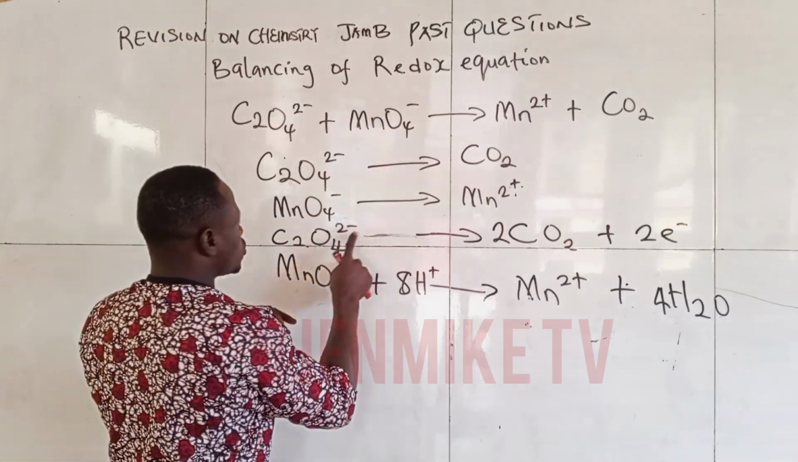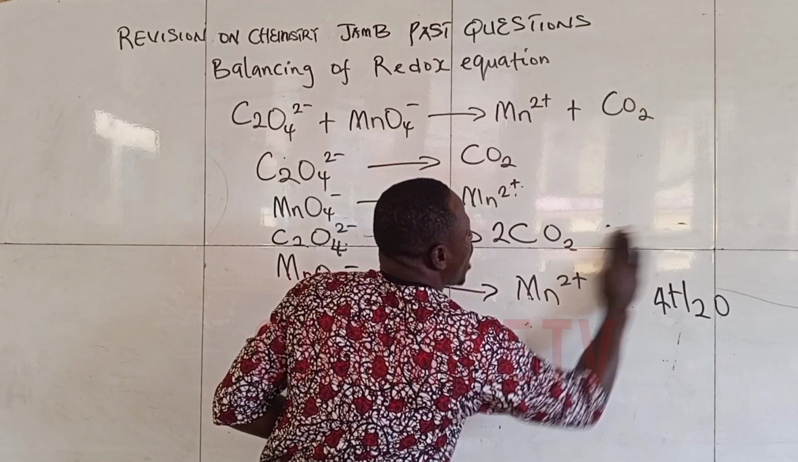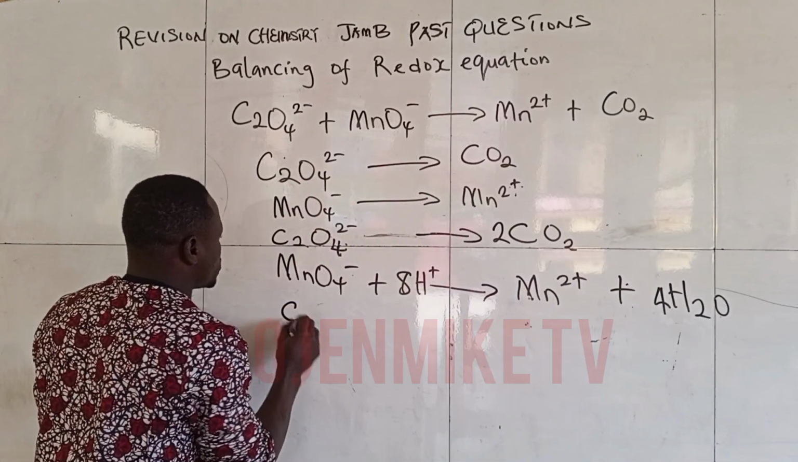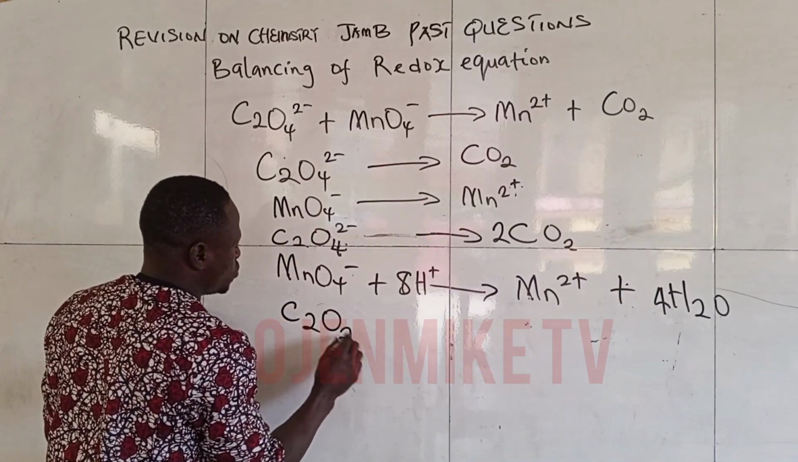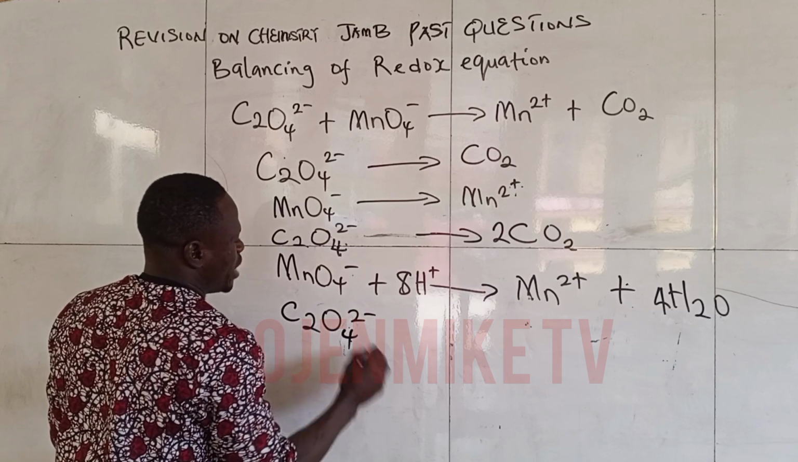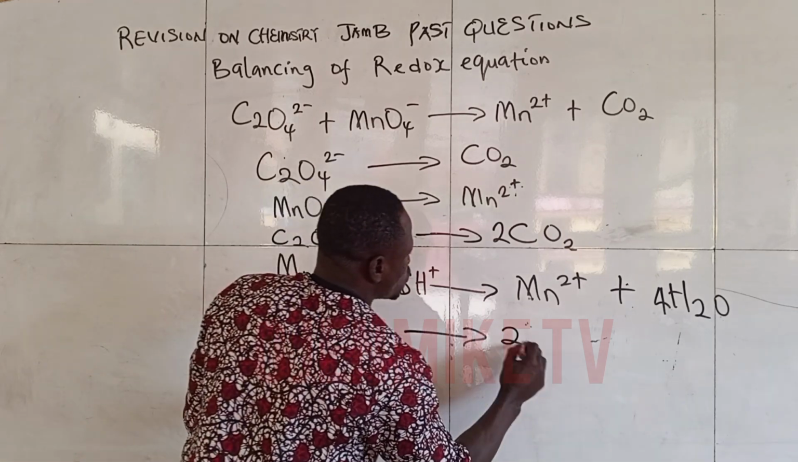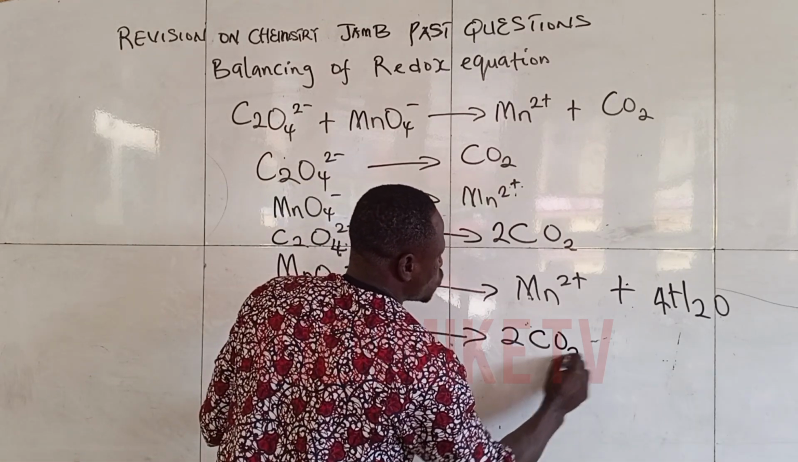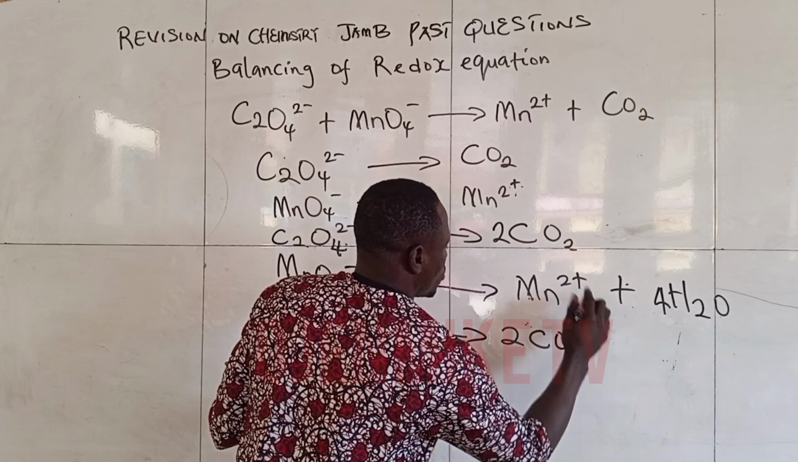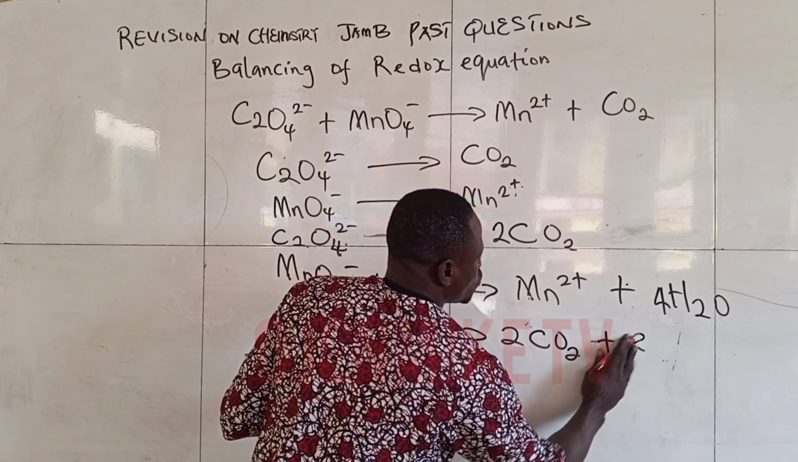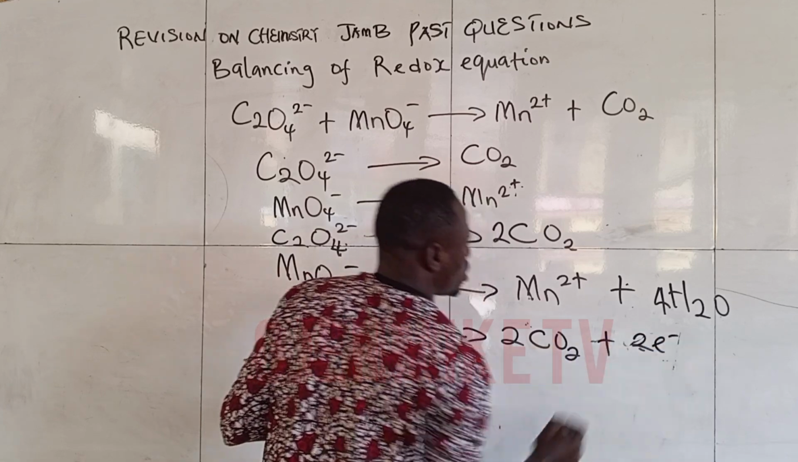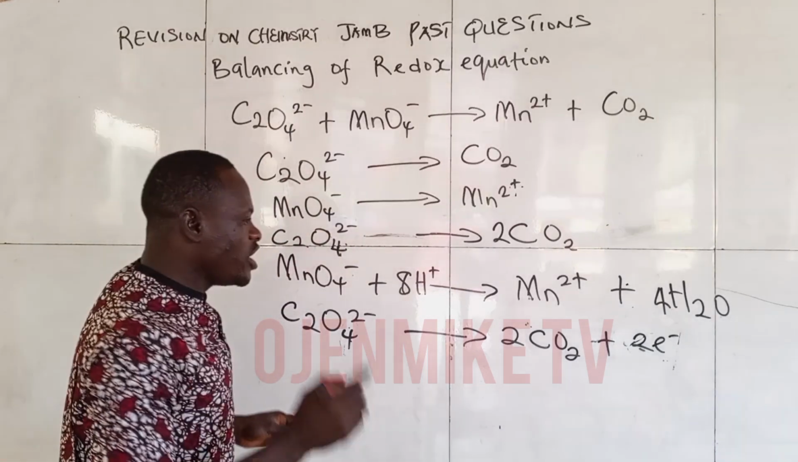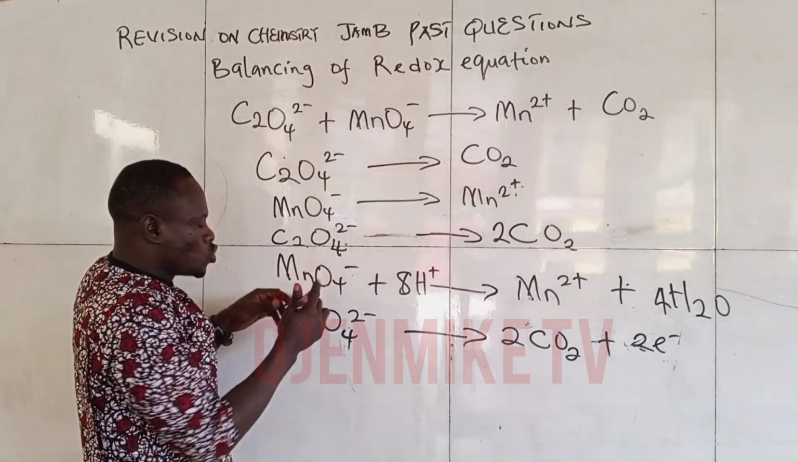Here, sorry, we will not add electron, we rewrite it. So we have C2O4 2 minus, which will give us 2CO2 plus 2 electrons. Are you following? Then the next step we are going to do, you have to repeat this one.